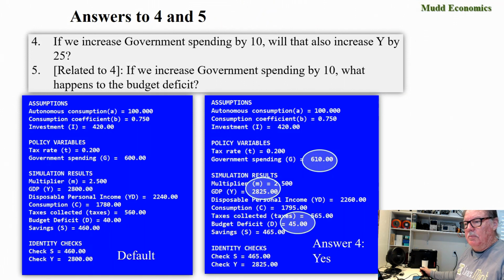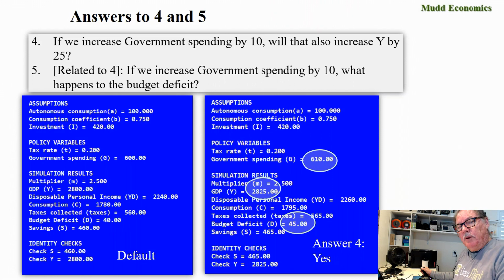Disposable income is up some. Disposable income, in fact, is up 20. And so that looks like that's very positive. But tax collections, even though they're up as before, we still are now running a larger budget deficit because, of course, this was financed by an increase in spending. The budget deficit has grown from 40 to 45. So this has increased the budget deficit.